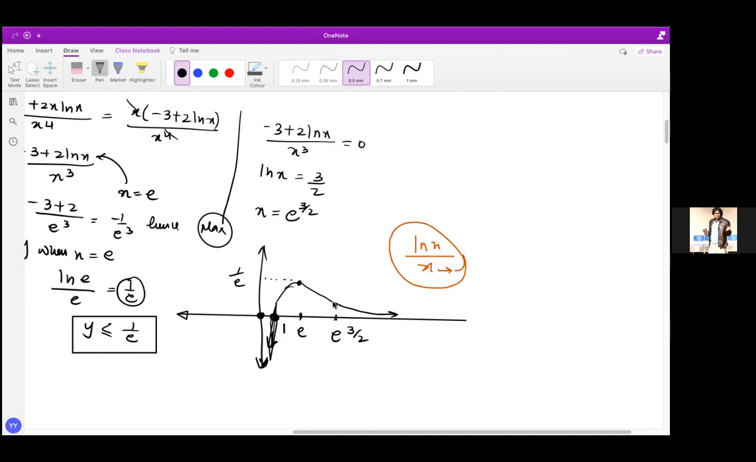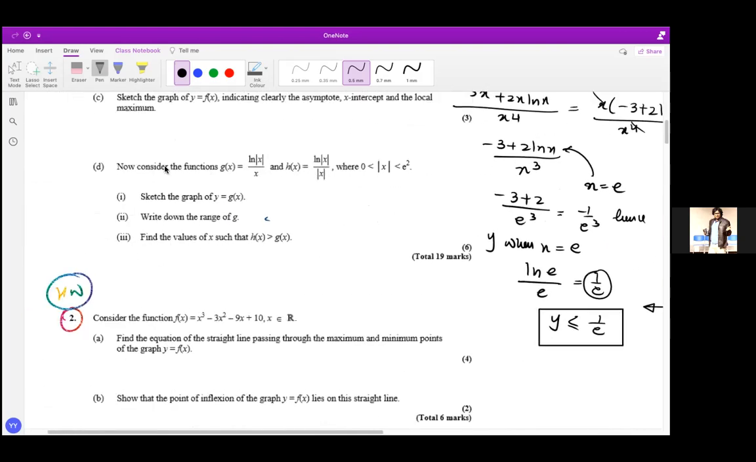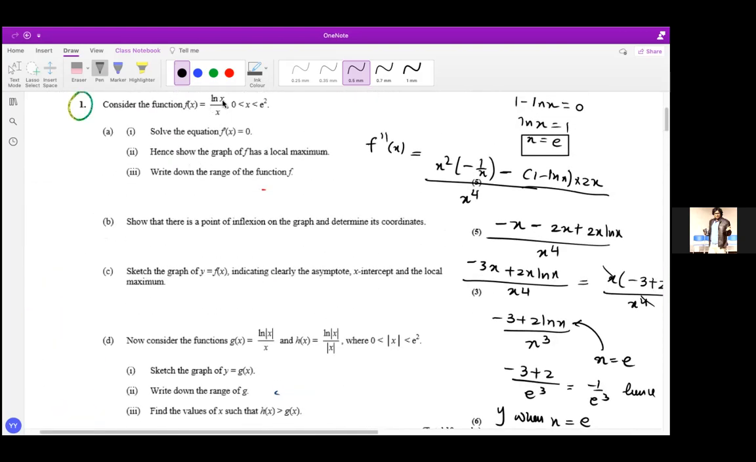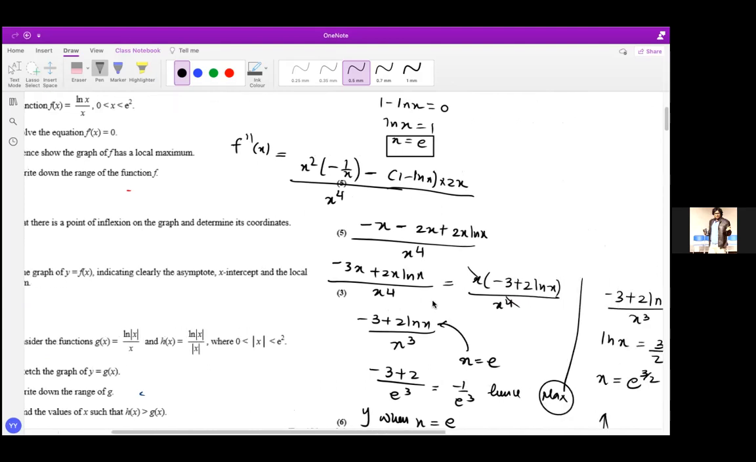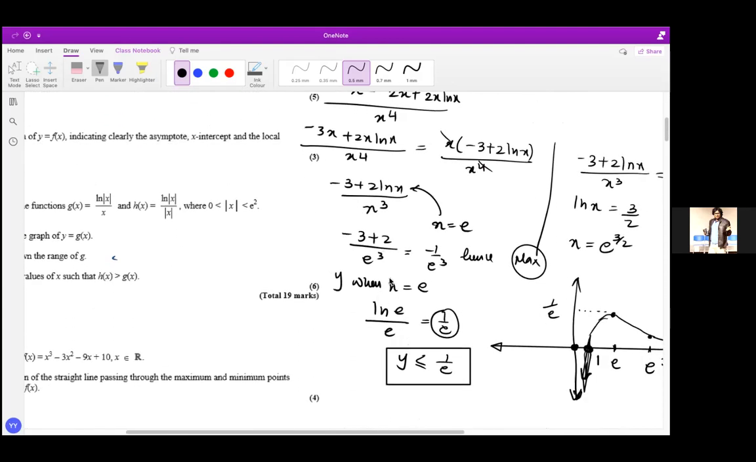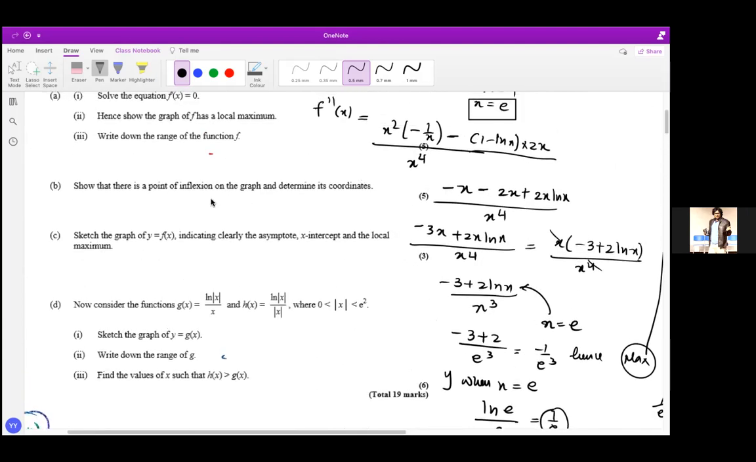So there is a point of inflection at x equals e to the power 3 over 2. That's the x coordinate. Obviously, if you plug this x coordinate into the function, you will get the y coordinate as well. So that was about the point of inflection. To verify, you'll have to draw the sign diagram of the second derivative, which is a little tricky, but they did not ask us to verify it, so you don't need to do it at this stage. Yet we have to sketch the graph clearly indicating the asymptote, x-intercept, and local maximum or minimum.